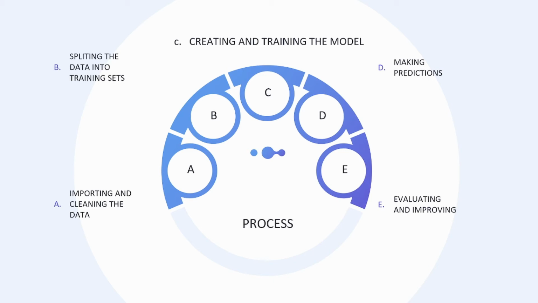Next, step B, we have splitting the data into training sets. So what does it mean to split the data into training sets? The train and test procedure is used to estimate the performance of machine learning algorithms when they are used to make predictions on data not used to train the model. It's a fast and easy procedure to perform, the results of which allow you to compare the performance of machine learning algorithms for your predictive modeling problem.